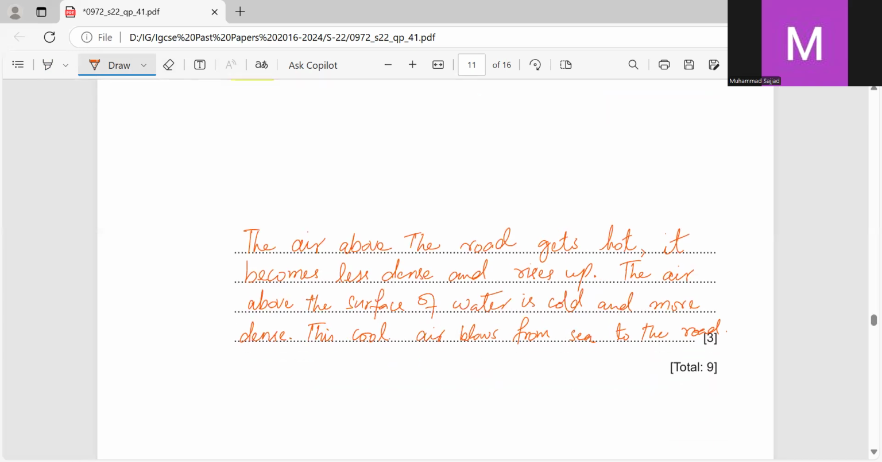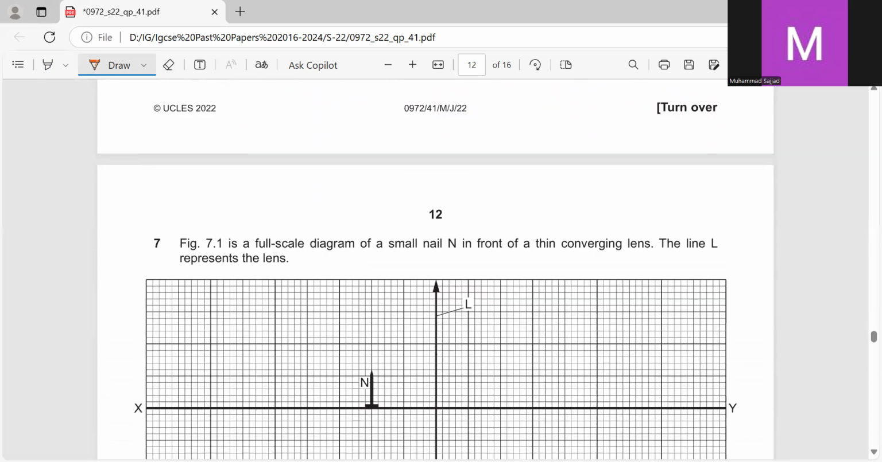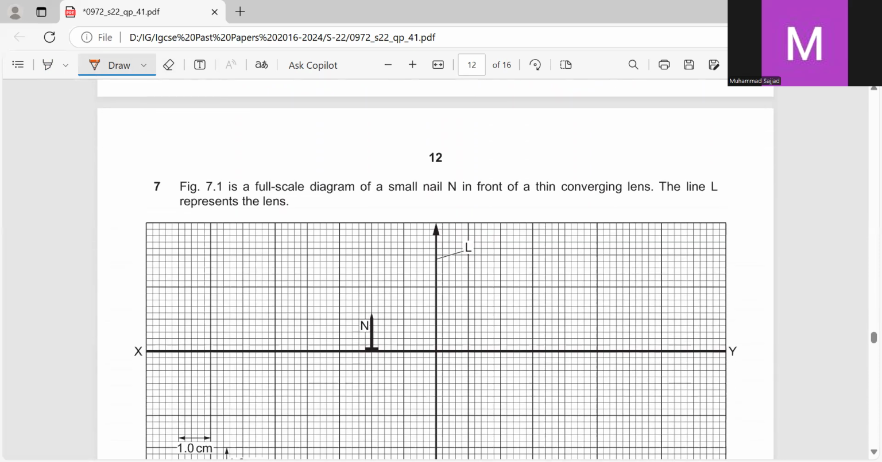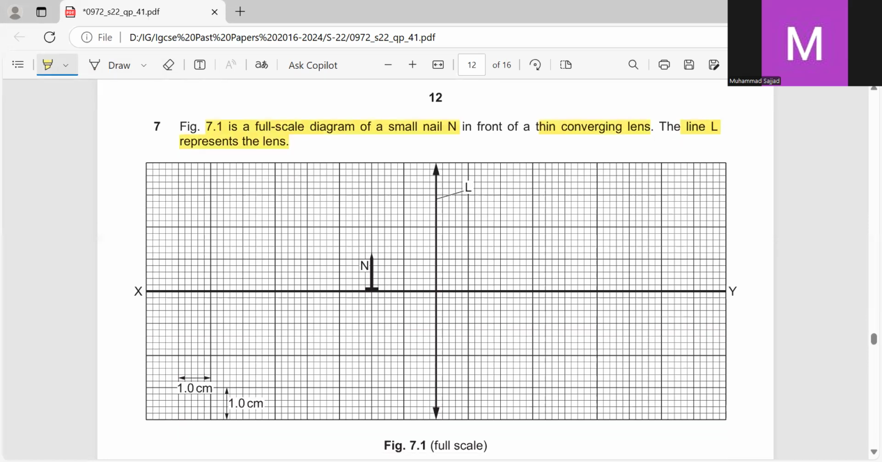Okay, my dear friends, let's continue. Next is now, yes, paper. Now, question number 7. That's of course on physics of waves. Figure 7.1 is a full-scale diagram of a small nail N, you can see, in front of a thin converging lens. The line L represents the lens. You can see there is a vertical line, double head arrow vertical line, from the top to the bottom of the grid, and that is labeled L, and this is the position of the lens, and basically this is the central vertical line of the lens.